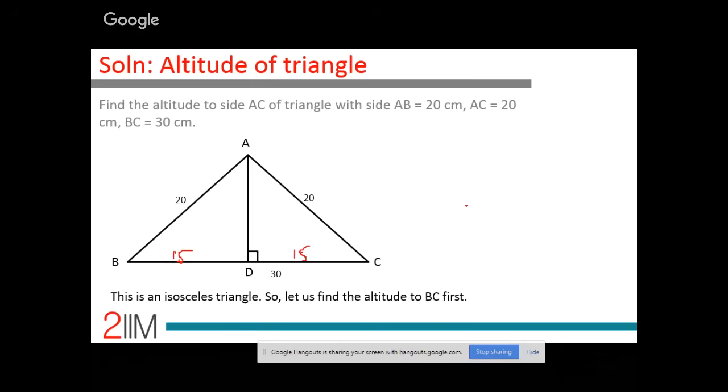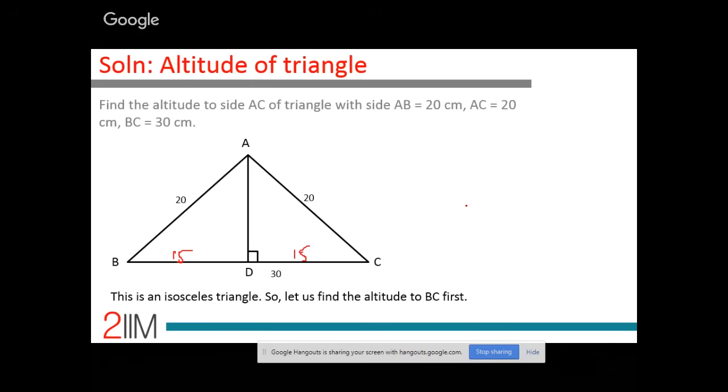We know that if you draw a line from A perpendicular to BC, that will bisect BC. Why? For an isosceles triangle, if you draw a line from the unequal vertex perpendicular to the base, it will bisect the base, because the triangles are congruent. Which triangles? ADB and ADC, by RHS: right angle, hypotenuse and side are equal. AD is common, AB and AC are equal, and the angle is 90 degrees. Because of RHS, the two triangles are congruent. Therefore BD will be equal to DC.